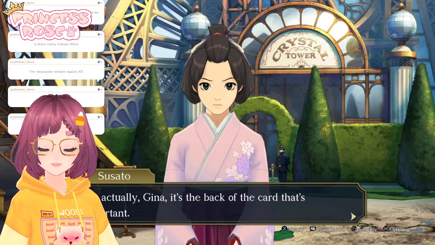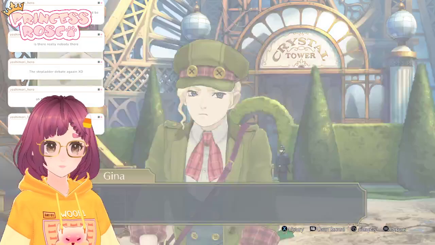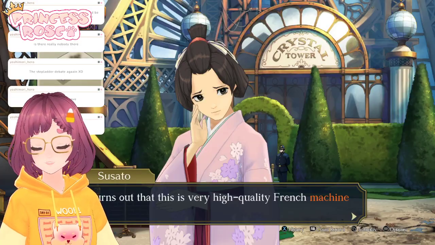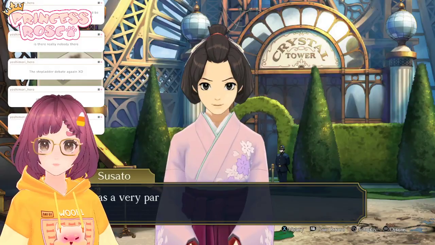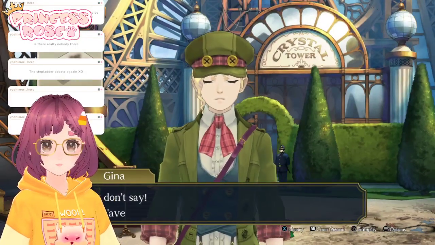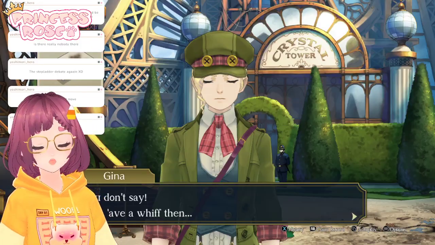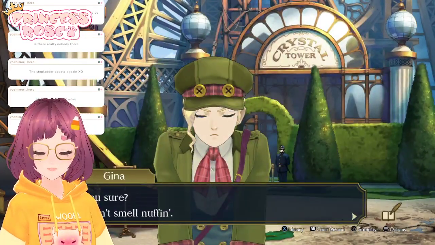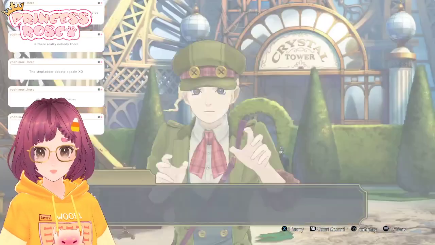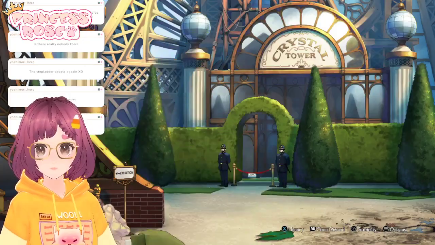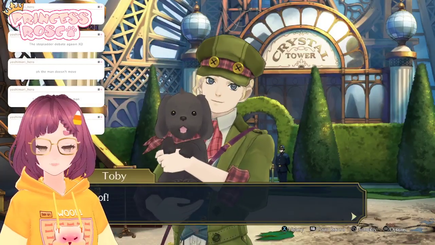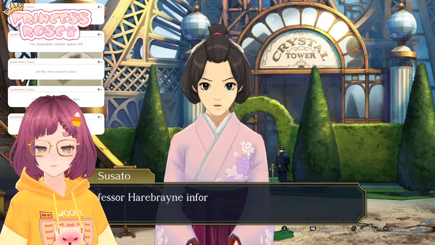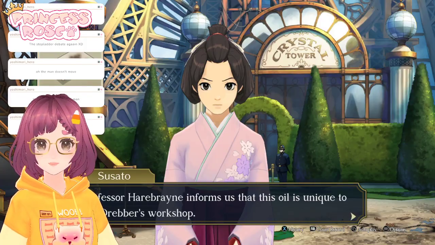Actually, Gina, it's the back of the card that's important. Huh? How come? There's just a dirty old smudge on the back, that's all. It turns out that this is a very high-quality French machine oil. It has a very particular scent, apparently. Oh, because of the doggo! You don't say! Let's have a whiff then. You sure? I don't smell nothing. No, we didn't mean that you should smell it. Oh, right! You mean Toby. That's right! Good boy! Good dog! Woof! His sense of smell is so good he can track people over the oceans, can't he? Professor Hairbrain informs us that this oil is unique to Mr. Drubber's workshop.